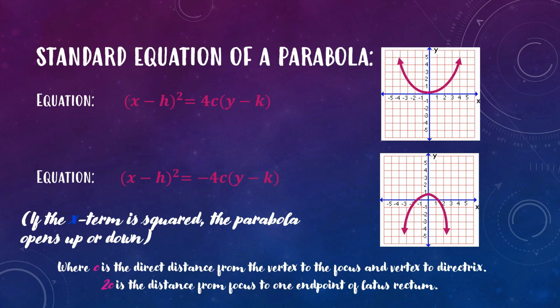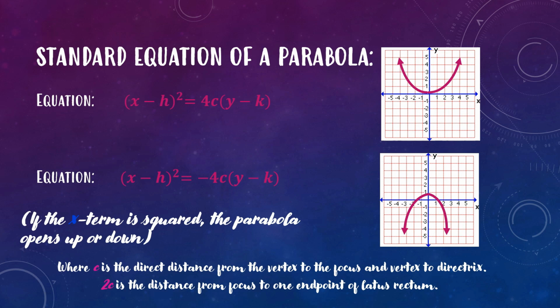So when does a parabola open up or down? Again, if our x-related terms are squared, we have (x minus h) squared. And if you notice in the two equations, they are the same; the only difference is the sign of our 4c. In the first one, we have positive 4c.